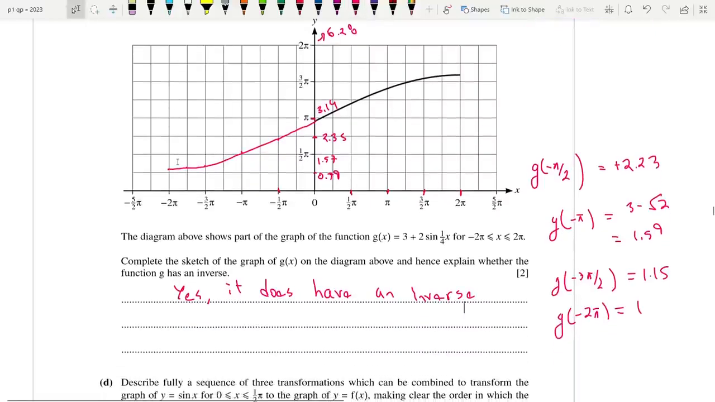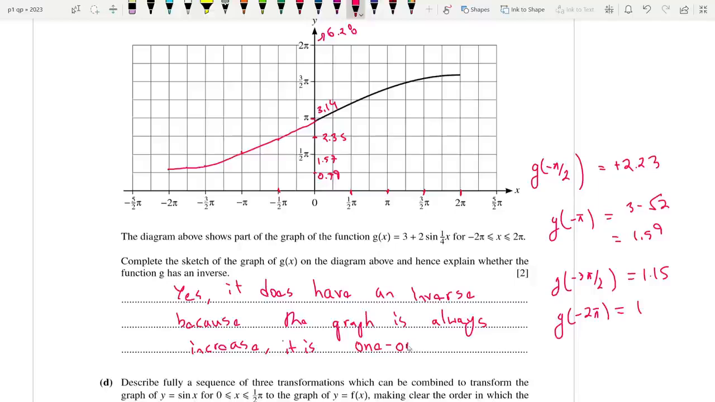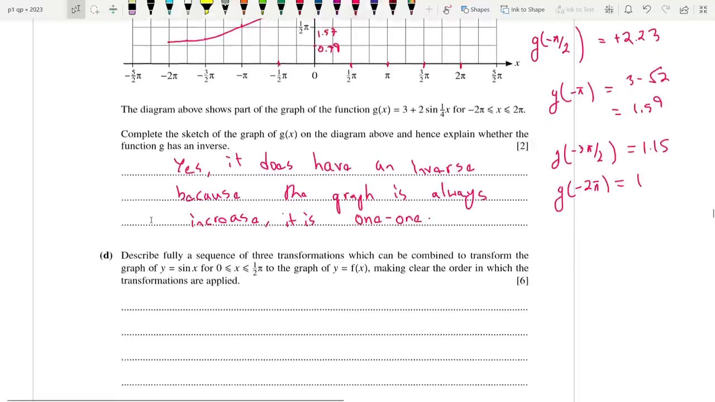Why? Because it is 1 to 1. Because you could say the graph is always increasing, or it is 1 to 1. Or you could say it is not many to 1.